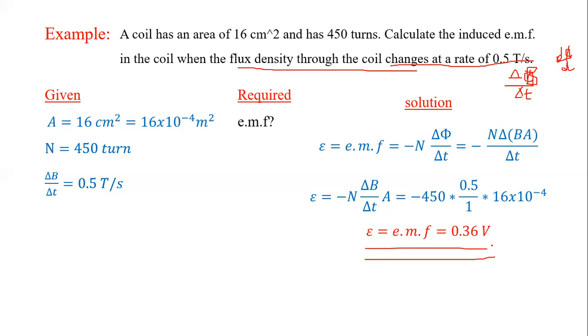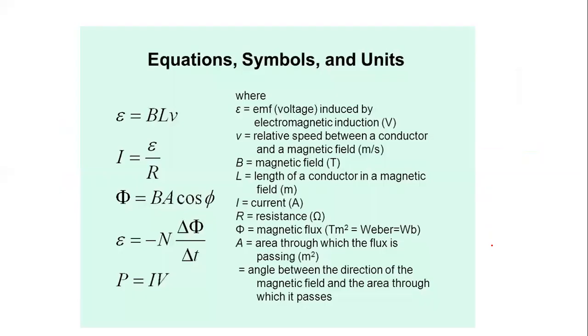Now let me summarize the induced EMF formulas to clear up the confusion and differences. For the motional induced electromagnetic force, it is BLV, where B is the magnetic field, L is the length of the wire, and V is the velocity. And current is equal to induced electromagnetic force over resistance.